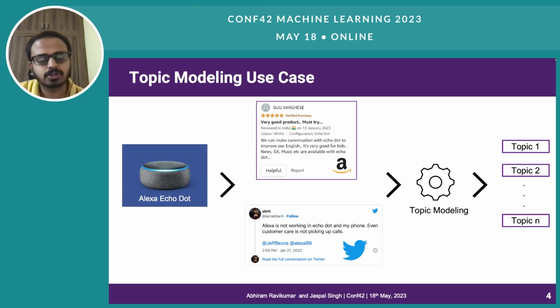So in this scenario, the first review on the Amazon platform is a positive review which talks about the usability of the Echo Dot and how it's helping the customer's kids learn current affairs, general knowledge, and also improve their English skills. So this is definitely a pleasure point for Amazon. Whereas in the tweet below, a customer is complaining that the Echo Dot is not working on his phone, and the customer care is also not picking up his calls, both of which are crucial pain points that Amazon has to address.